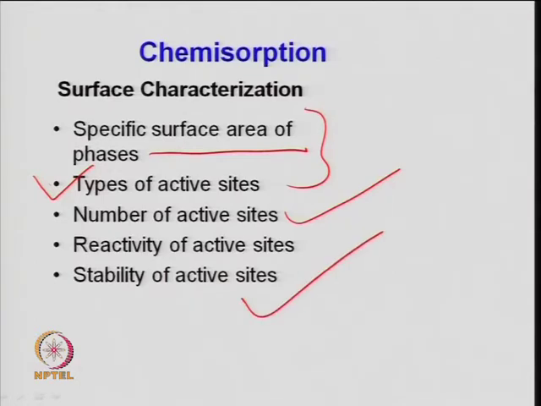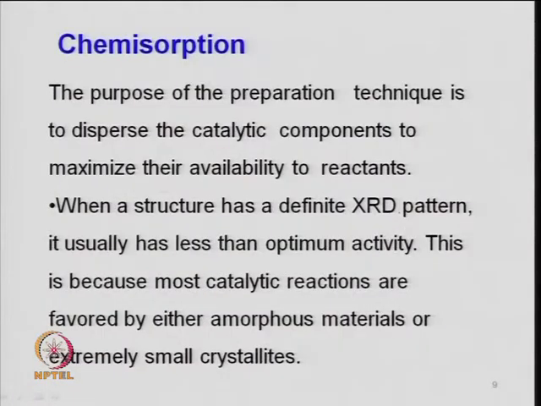And then the stability of the active sites, which is again important for the catalytic activity, that is the stability of the catalyst, right. So, for how much time the catalyst can be used, or after regeneration it can be recycled back into the system. So, these kinds of investigations can be done from this chemisorption study. So, what is chemisorption? All of you know, but I have discussed this earlier, that the purpose of this technique is to disperse catalytic components to maximize their availability to the reactant.